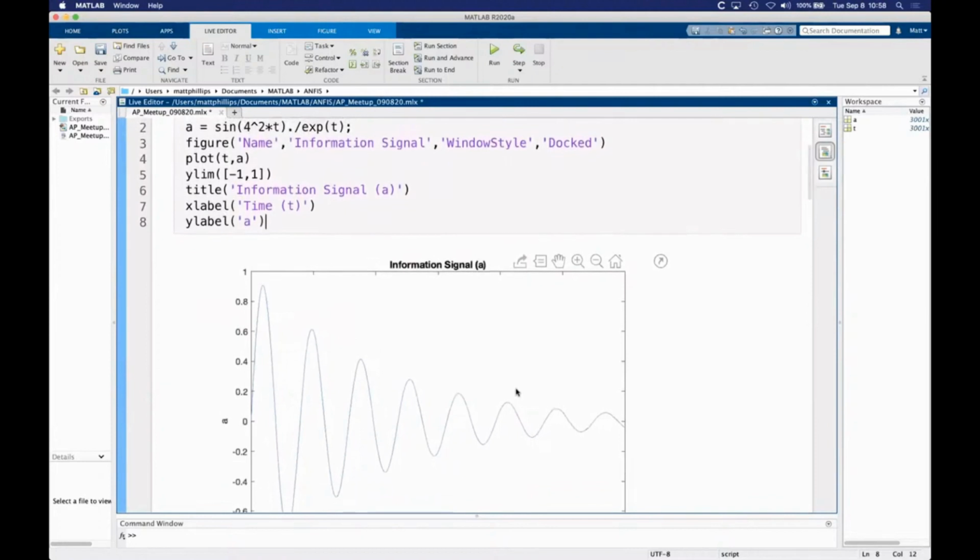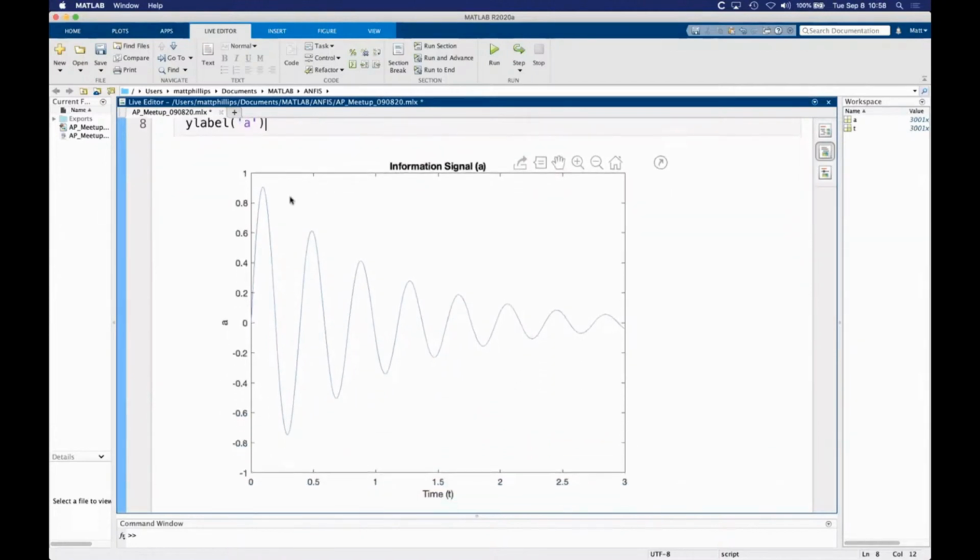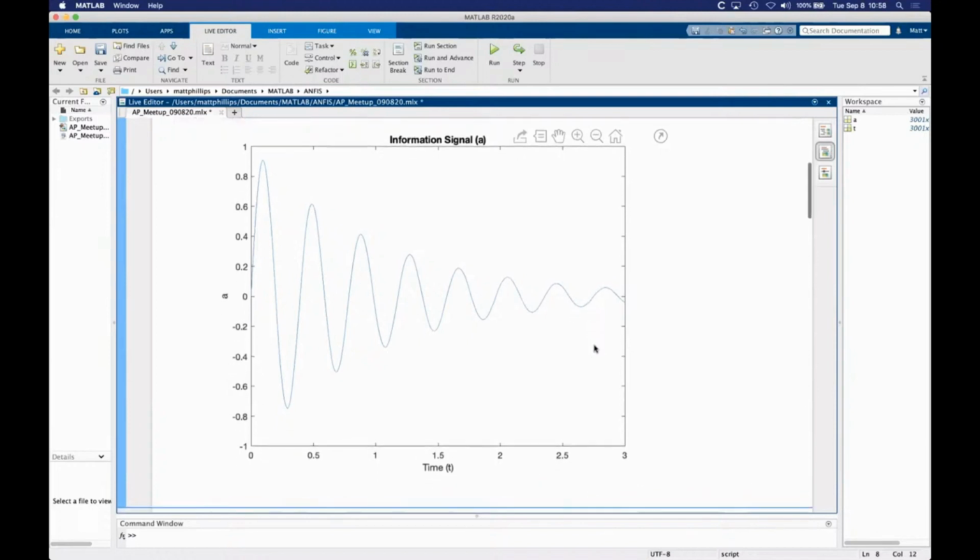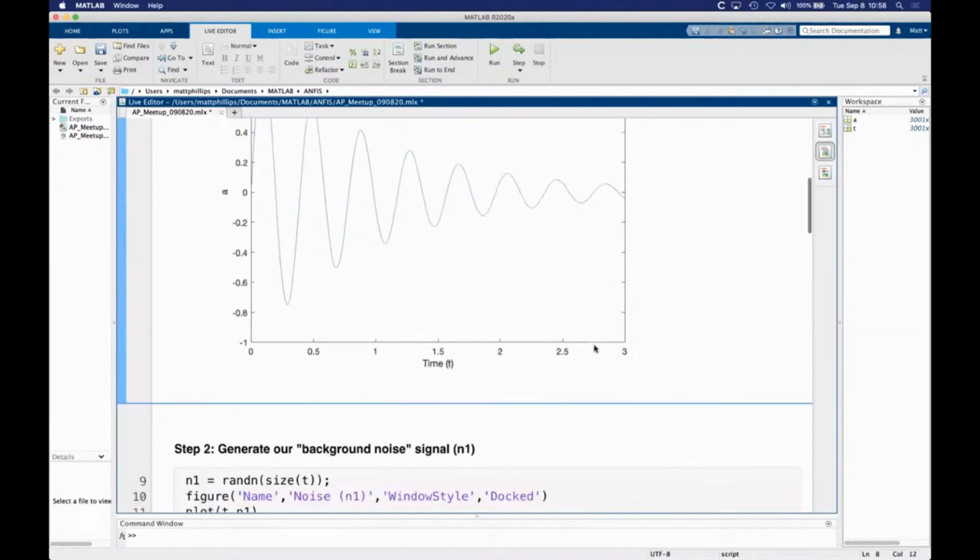This is just a sine function with an exponent. We can see there's the sine wave there, and it's reducing in amplitude over time. So this is the signal that we're going to be interested in. Now, for the purposes of this exercise, we've created this signal, but in the real world, we wouldn't know what this signal is. This is the signal we're interested in, but we can't yet see it. So we're just setting up some parameters. Here's our information signal. This is what we want to hopefully end up with at the end.